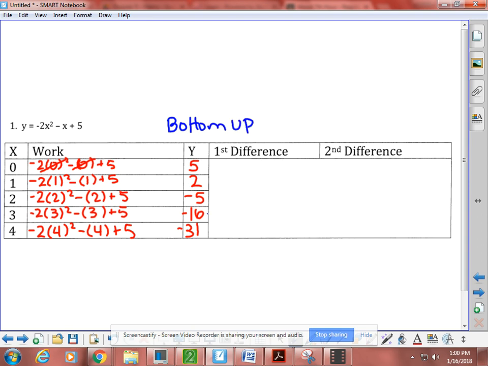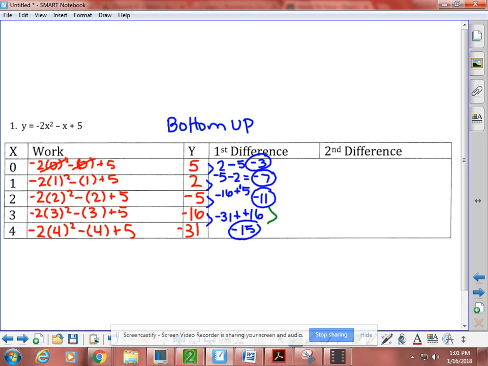When we go from the bottom up, we're going to take negative 31 minus negative 16. Well, that becomes plus plus, and I get negative 15. My next one, negative 16 minus negative 5 becomes plus plus. I get negative 11. Go ahead and circle those. I have negative 5 minus 2, which is negative 7. And here I have 2 minus 5, which is negative 3. Okay, so those don't match. So what is it not? It's not linear, because our first ones don't match. So we're going to try again.